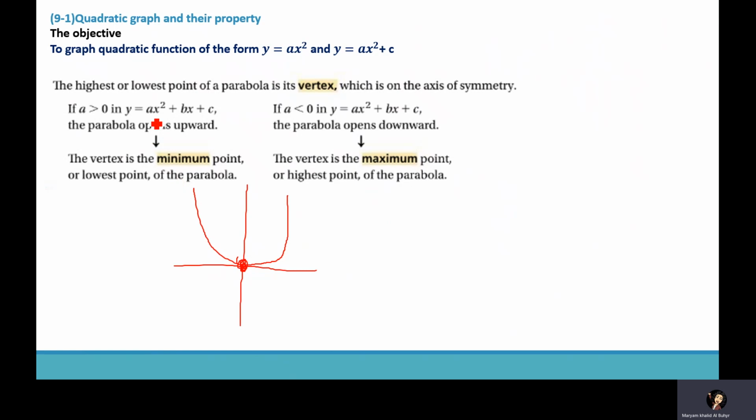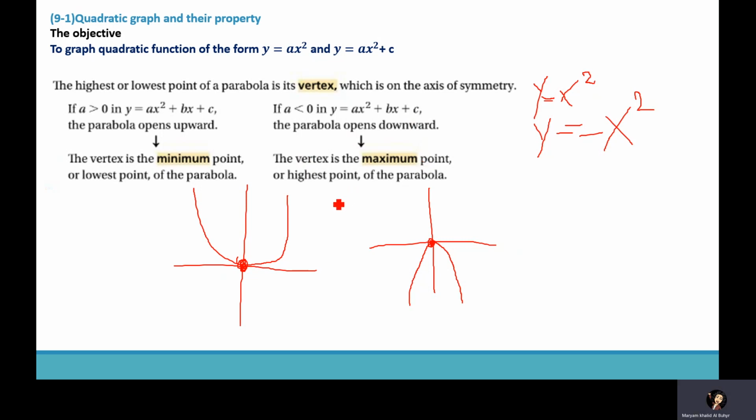It will be a minimum if a is greater than 0. I mean, if it's positive, for example y equals x to the power 2, directly the graph will be like that. But if I have y equal to negative x to the power 2, it will be a maximum. Why will it be a maximum? Because the graph will be something similar to this. So this is the vertex. The vertex could be a minimum and could be a maximum.